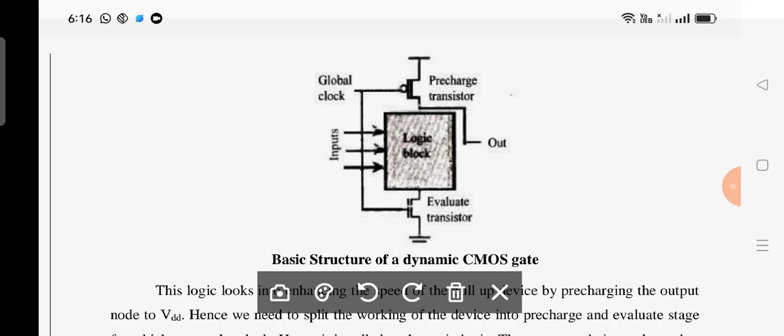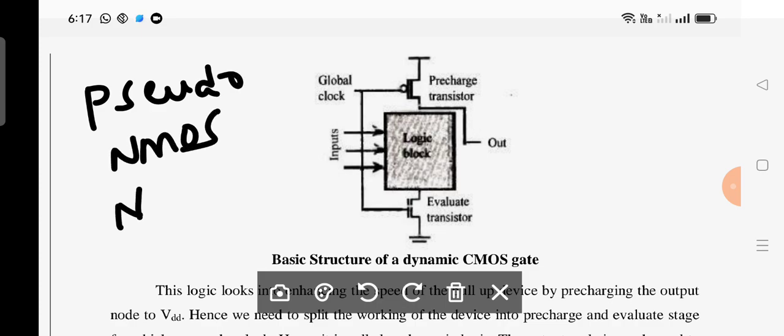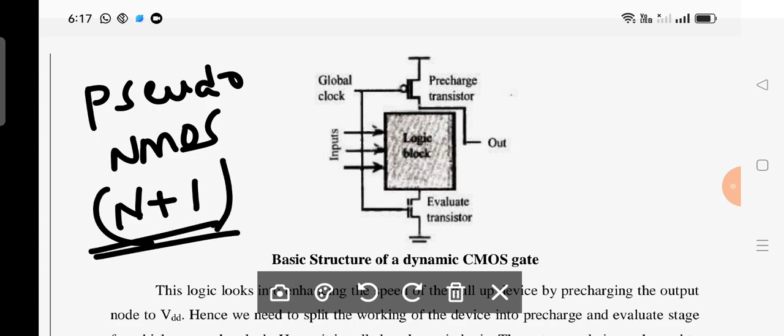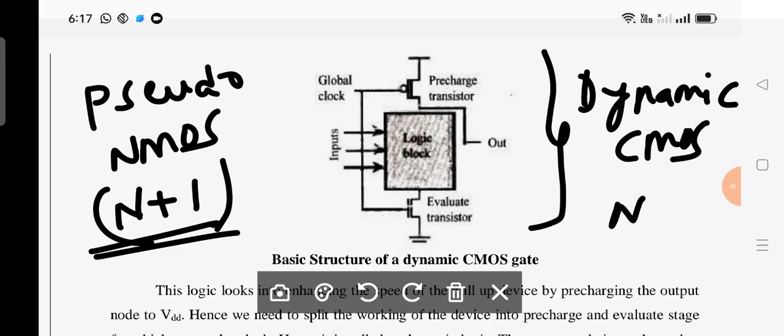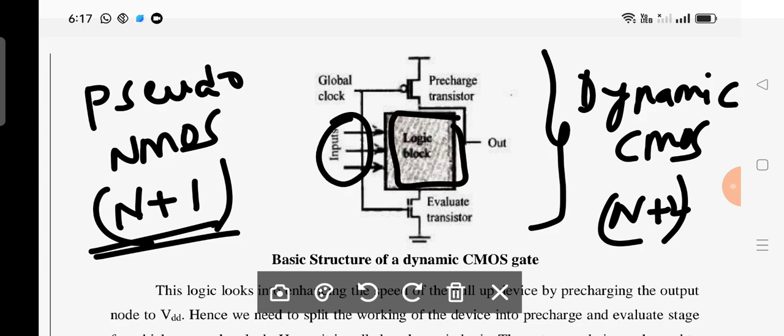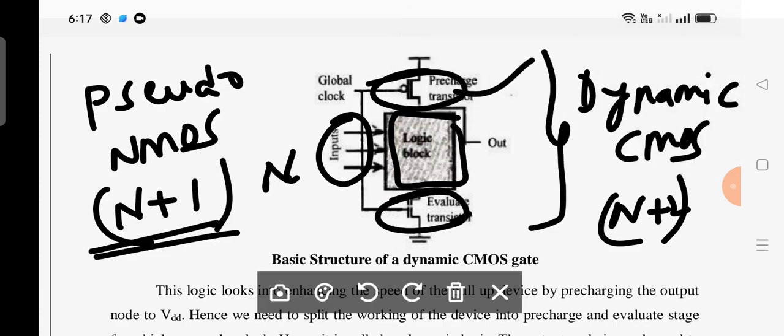Is it okay? Now first of all, you understood what this dynamic CMOS is, and how many transistors it consists of. Previously we know very well that pseudo NMOS consists of n plus 1 transistors. By looking at its basic structure, how many transistors does the dynamic CMOS consist of? Anybody? Absolutely, n plus 2 transistors. Why? Because it depends on the number of inputs n, and then you have 2 extra. That means n plus 2. Is it clear, all of you?